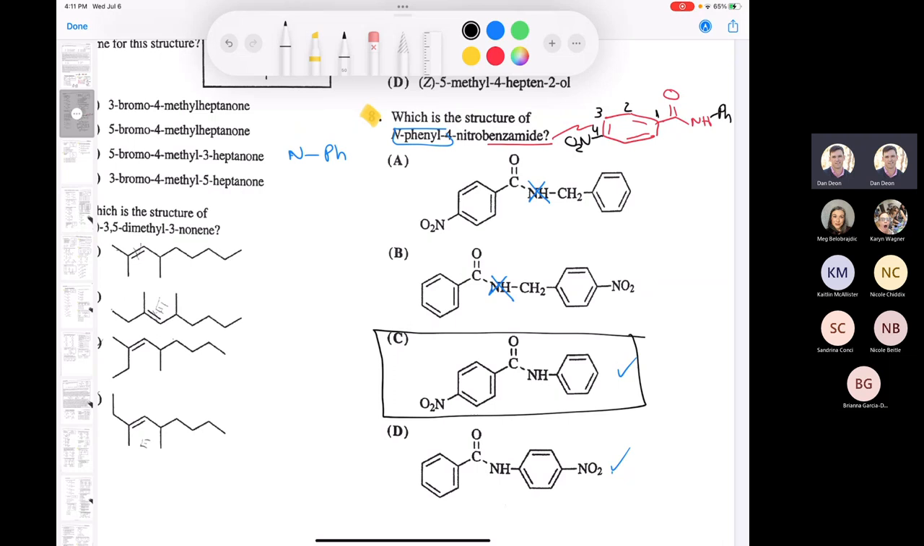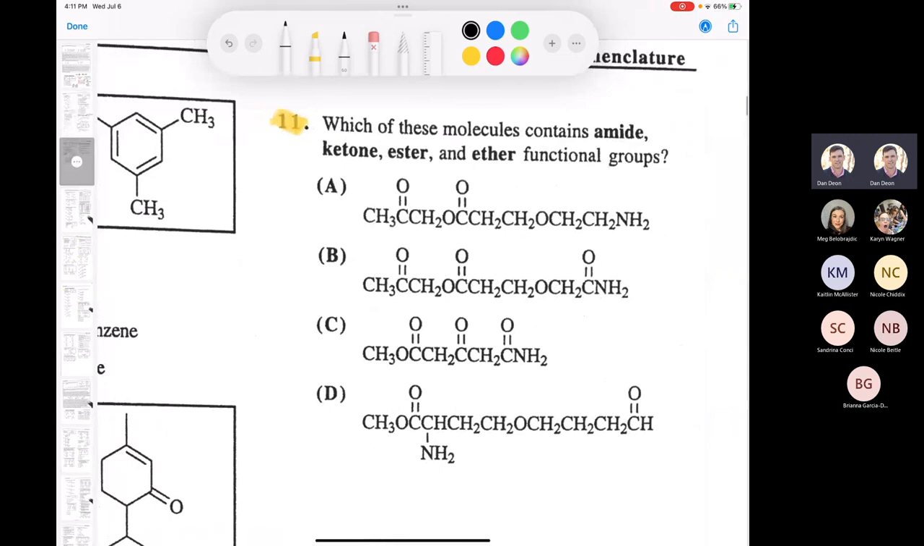Okay, let's tackle another one here. This one's just about functional groups. I'm going to ask you guys to answer this one for me. It simply asks which one of these molecules contains an amide. So we're looking for four functional groups. We need an amide, a ketone, an ester, and an ether, all in the same molecule. I'm going to look at it too.